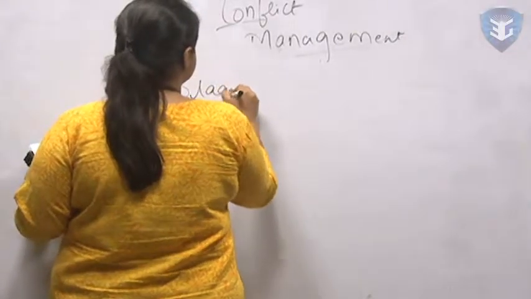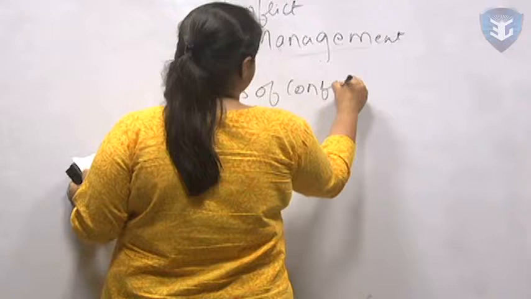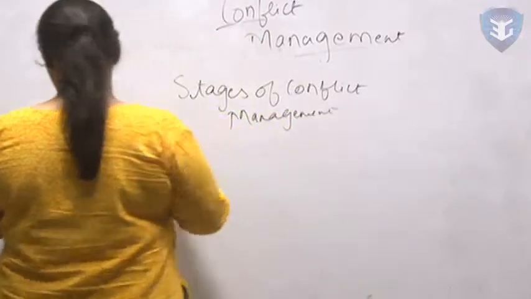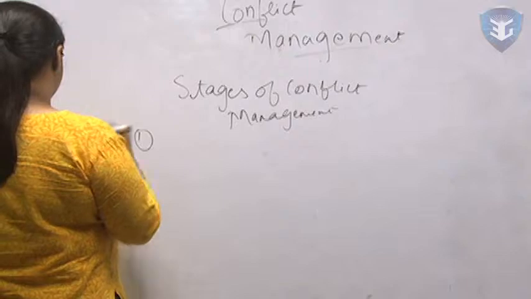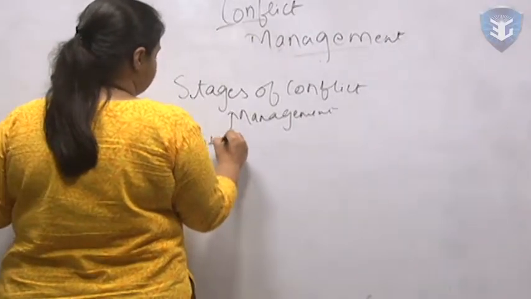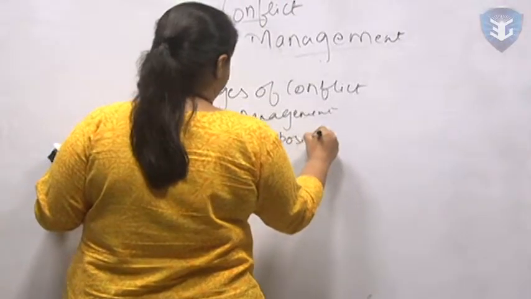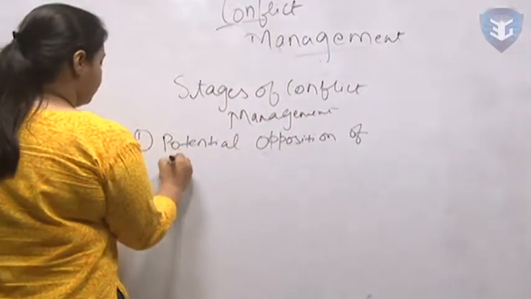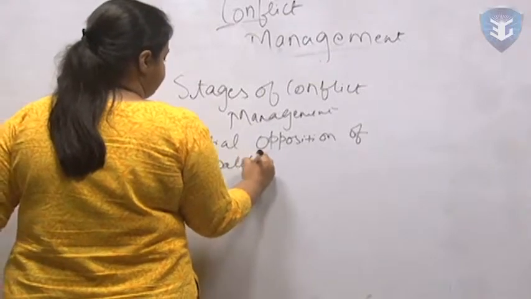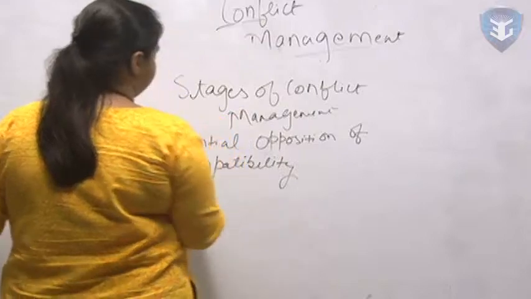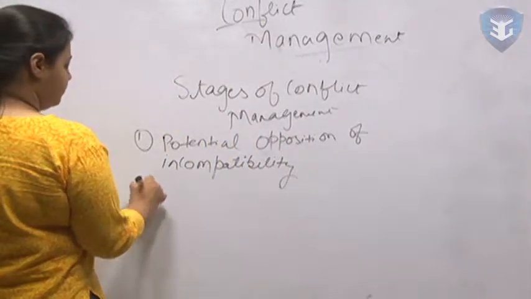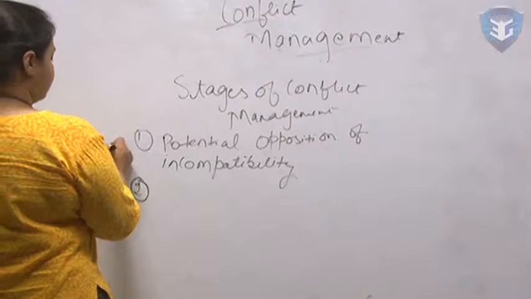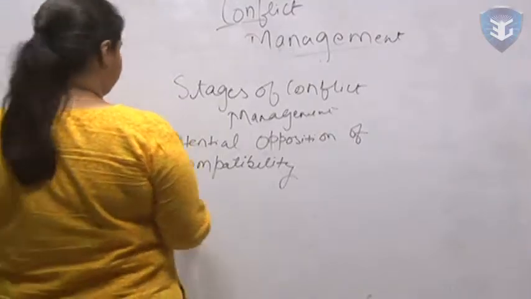Moving to the different stages of conflict management. Now, after learning the ways in which conflict can be resolved, let's see the different stages that are involved in the process. The very first stage is potential opposition or incompatibility. The very first problem that can arise is an initial opposition due to incompatibility of two parties. Now you can imagine when two parties are in conflict, so it definitely means there is some indifference between the two. At a very first level, it is difficult to make them sit and talk.